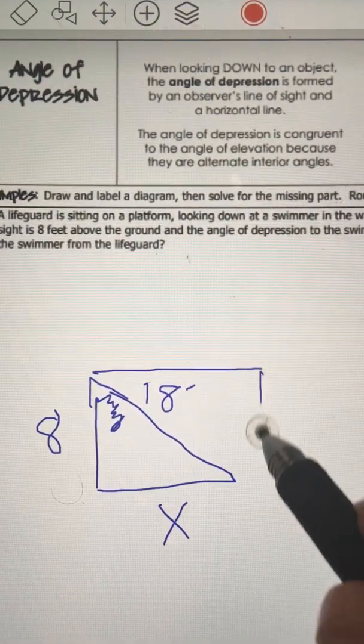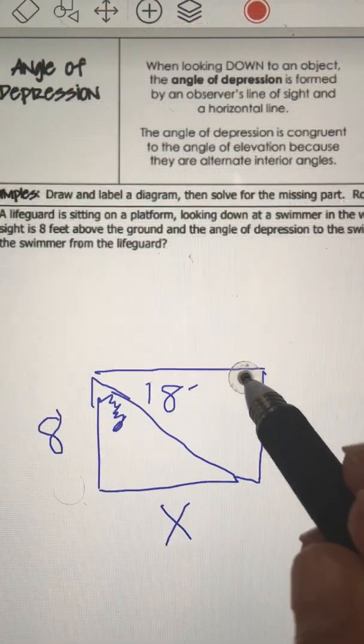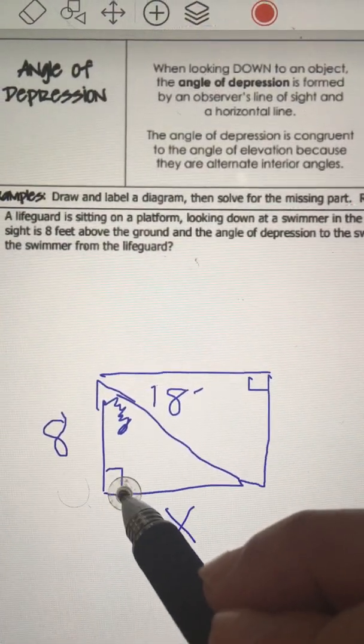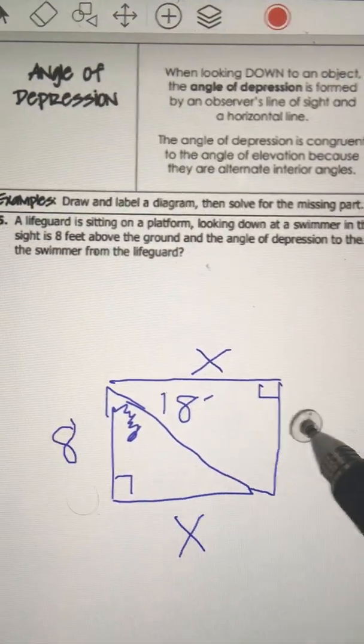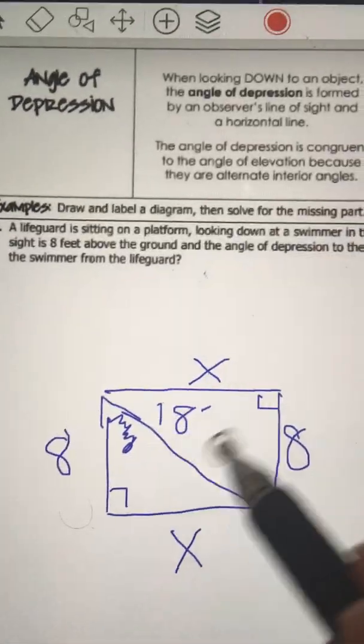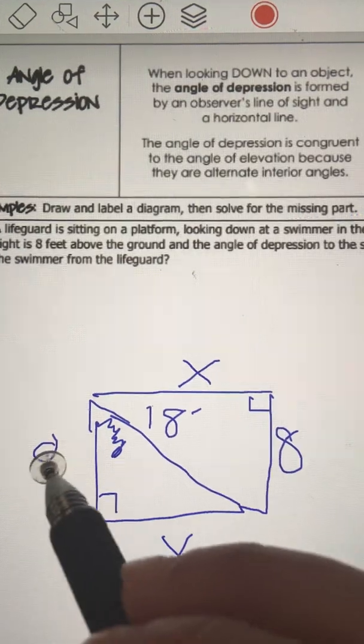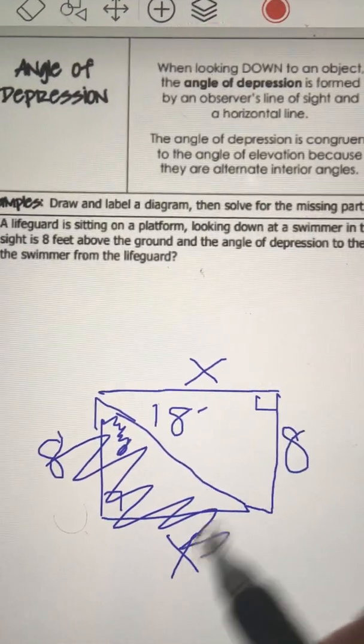So you can always make these ones into like a rectangle and label the opposite side. So if the bottom is x, the top is x. If the left is 8, the right is 8. So now we're working with this triangle here. We can kind of ignore this one because we don't know any of the angles.